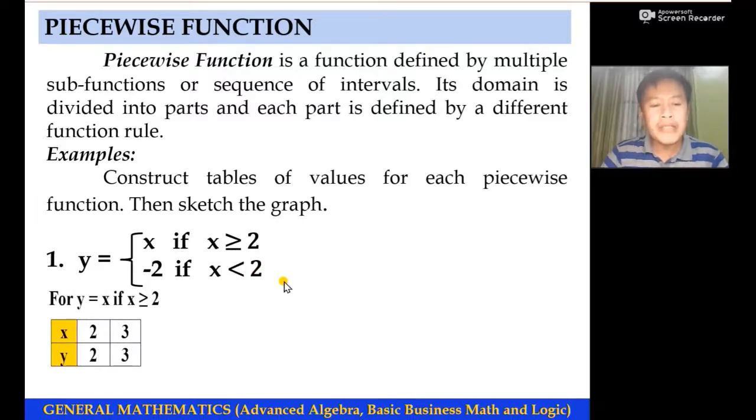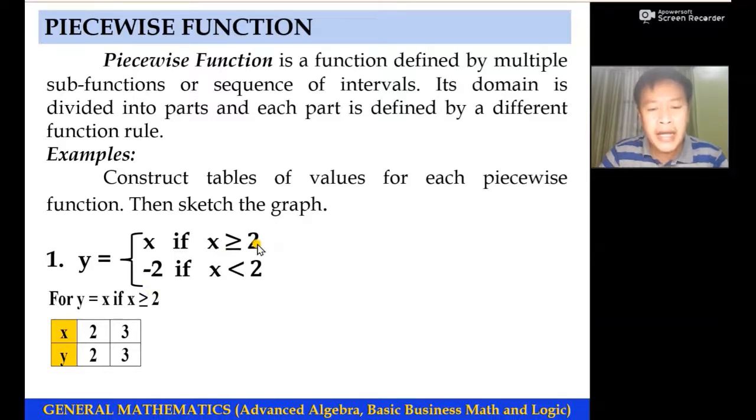Now, how are we going to sketch the graph? The first thing that we are going to do is to sketch first the graph of the number 1 function, which is y is equal to x, in which our domain is x is greater than or equal to 2. This is an identity function. Therefore, identity function is a line. In setting up the table of values, we need only the 2 points. Therefore, we will start from the domain. Our domain is x is greater than or equal to 2. Therefore, the numbers which are less than 2 are not part of the domain.